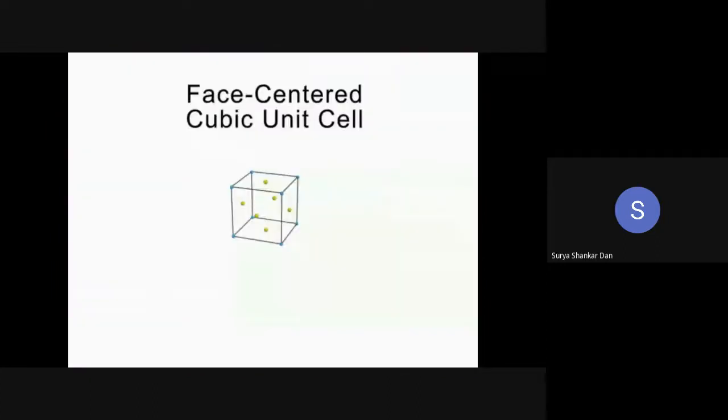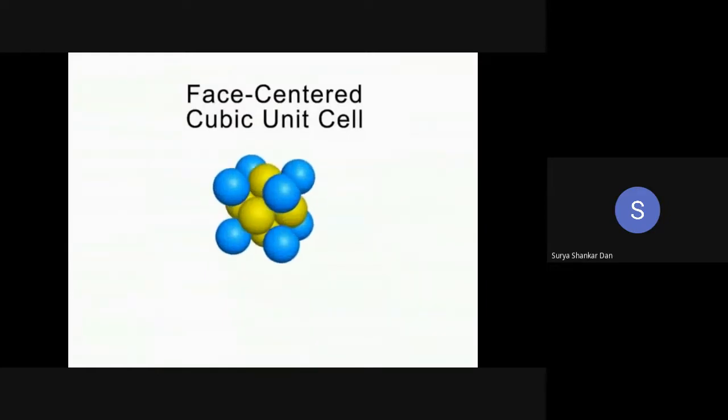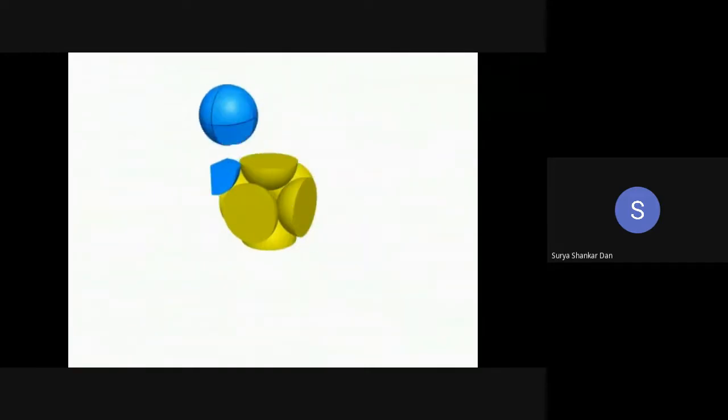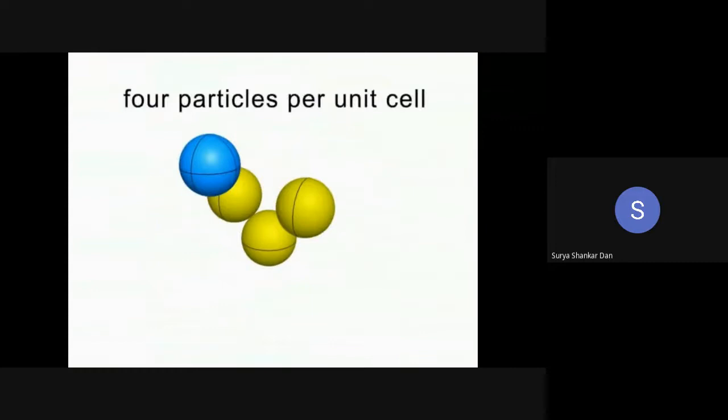A face-centered cubic unit cell has a particle at each corner and in each face, which are colored yellow here, but none in the center. A corner particle does touch a particle in the face, and those in the face touch each other as well. The actual unit cell consists of portions of particles at the corners and in the faces. 8/8 at the corners gives 1 particle, and half a particle in each of 6 faces gives 3 more, for a total of 4 particles.